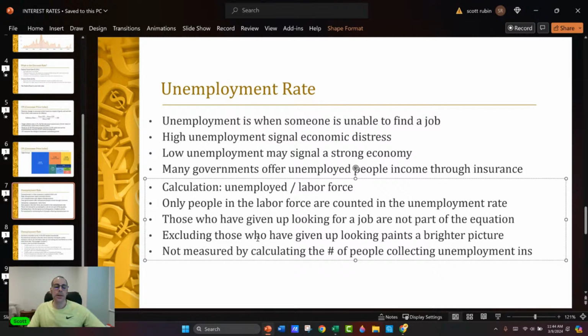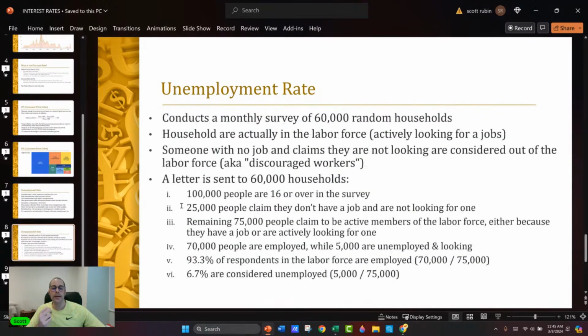So a misconception is that unemployment is measured by the number of people collecting unemployment insurance. That is information out there, but that's not the equation. I'll show you how they calculate it. And I didn't really know actually till I Googled it just before.